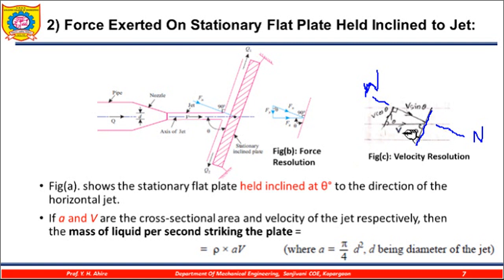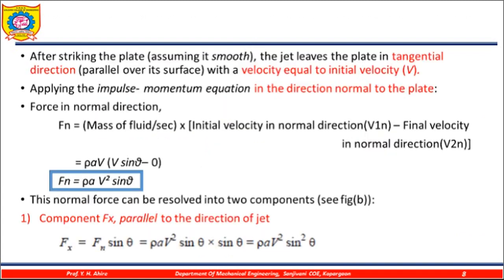Clear? So the opposite of this velocity vector V is the normal direction, and the component of velocity is V sin theta, and this is the adjacent side in the tangential direction. So the component of velocity is V cos theta, right? So before impact, the velocity in normal direction is V1n, and that is nothing but V sin theta.